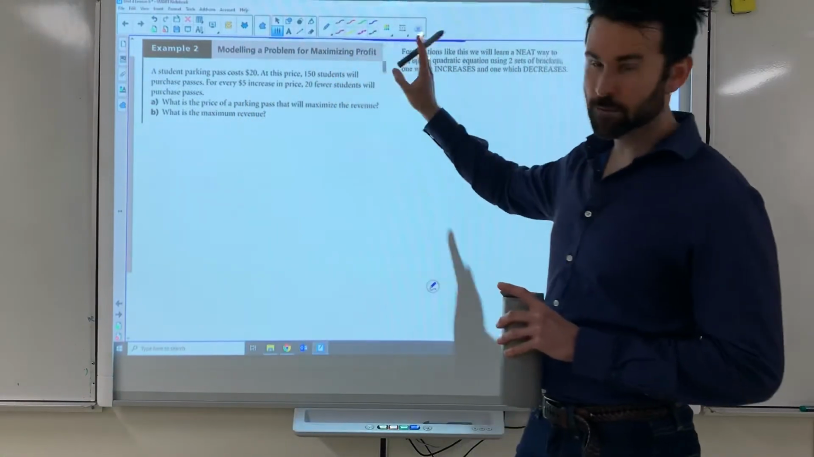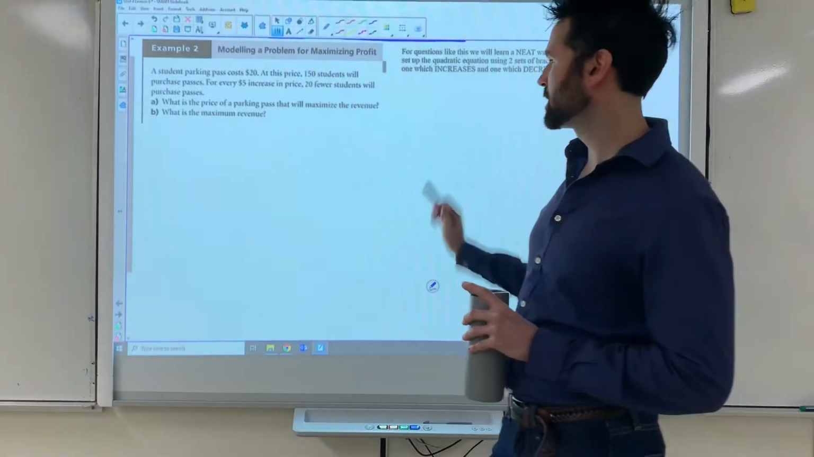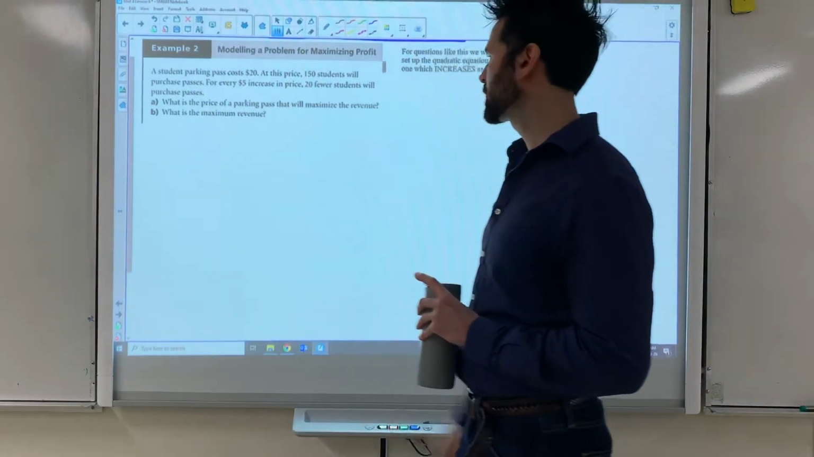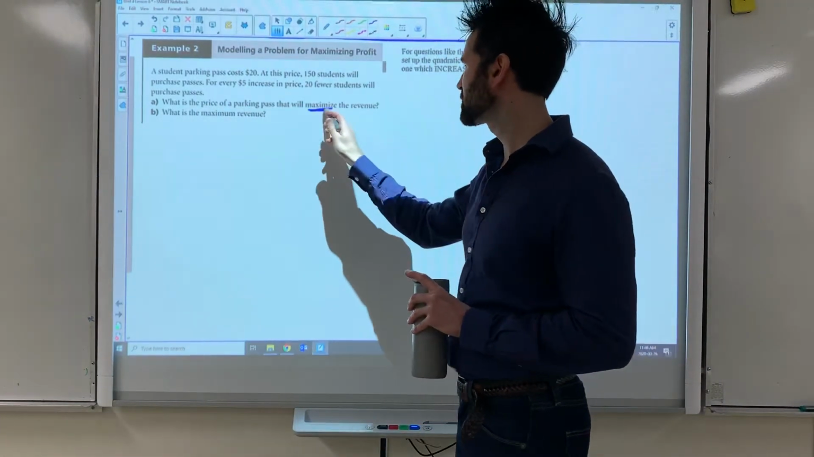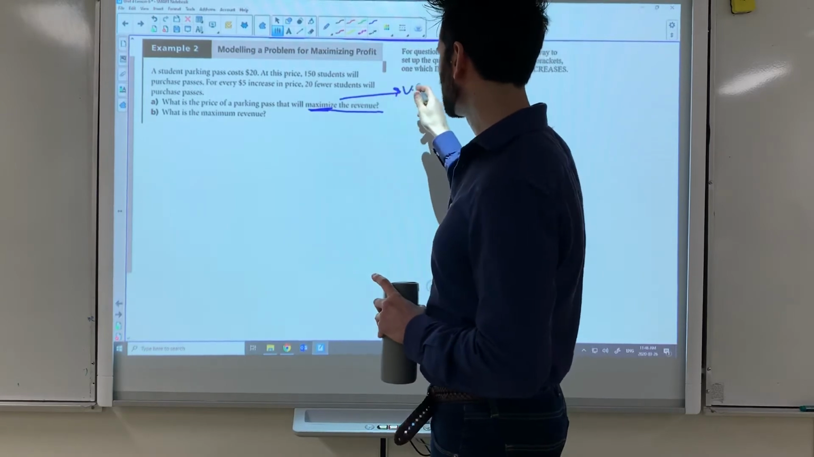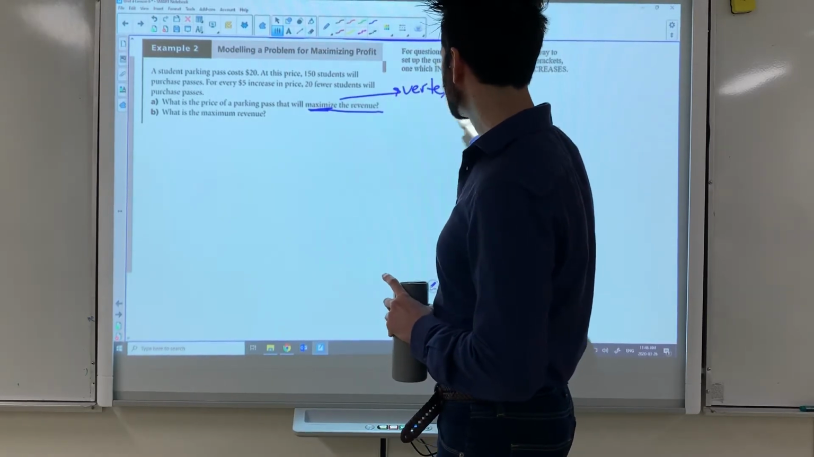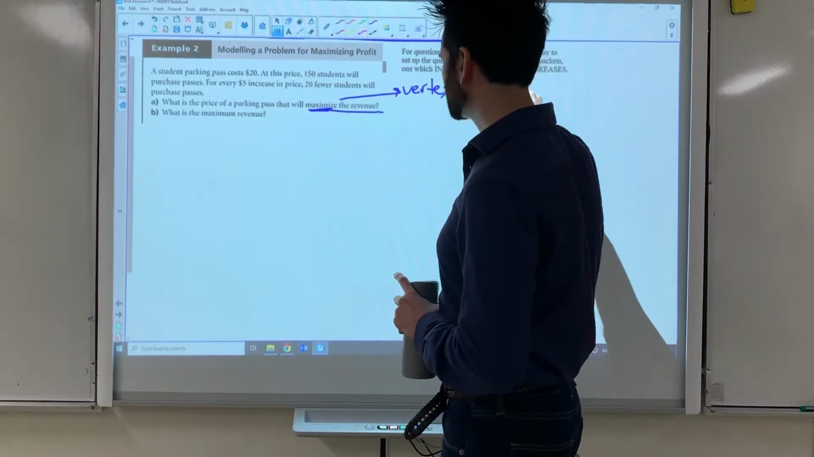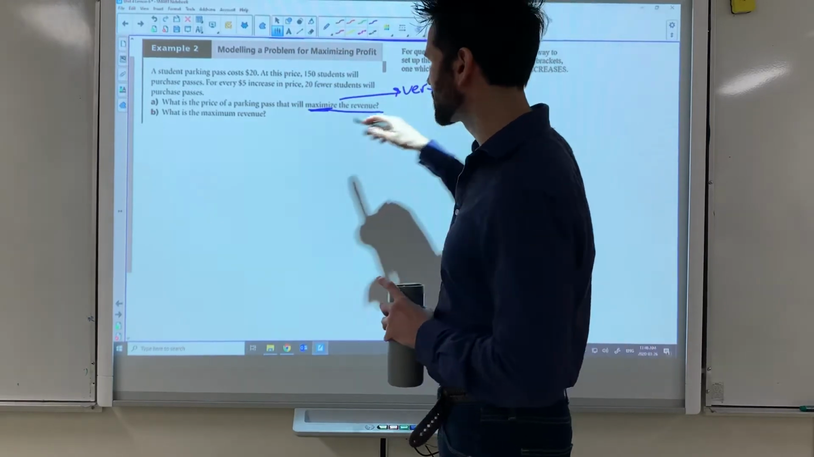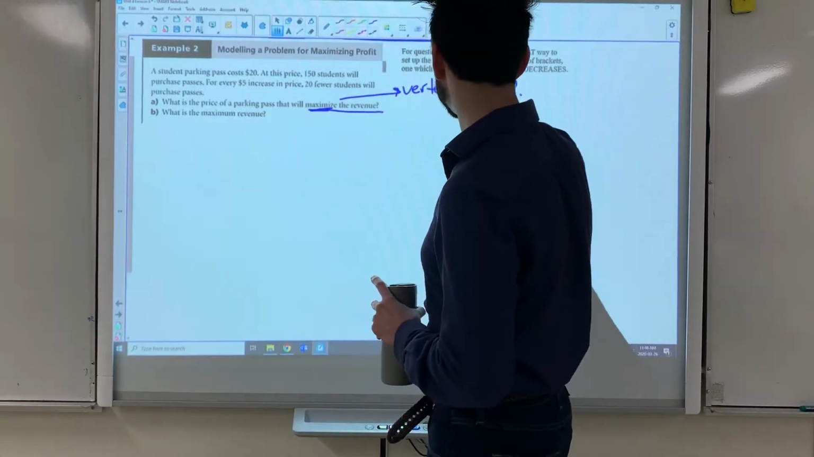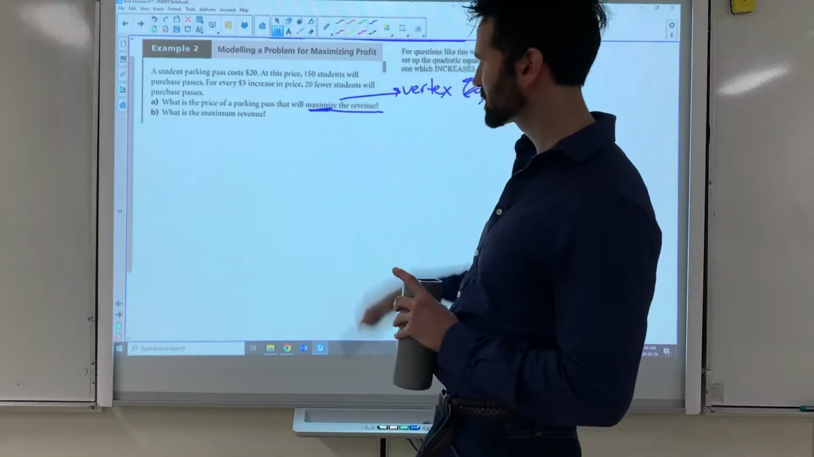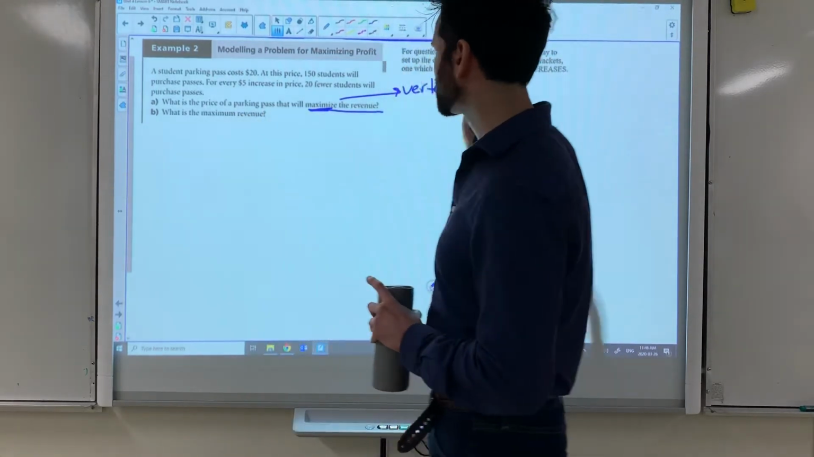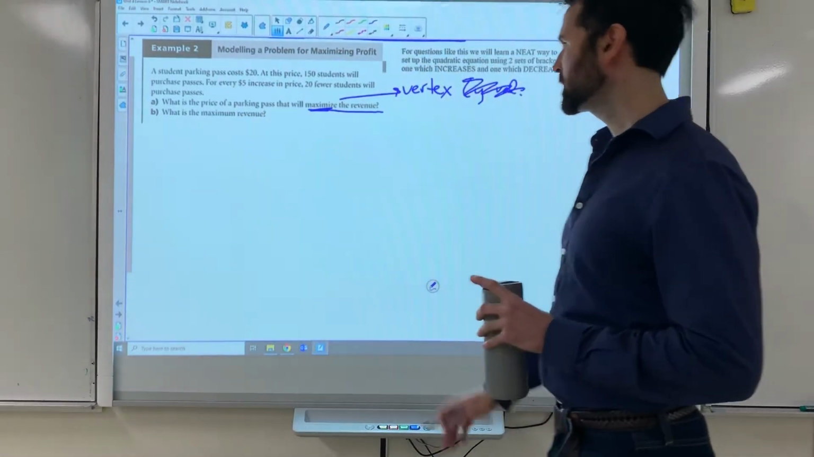So there's lots of questions I can ask based on this, but in this one I'm saying, what price of the parking pass will maximize the revenue? So right away, I know that I'm looking for the vertex, and specifically the y value. Oh, actually no, it says what price, so that'll be the x value. And we'll talk about that later. We're looking for the vertex. And what is the maximum revenue? Perfect. Okay, so how do you set this up?